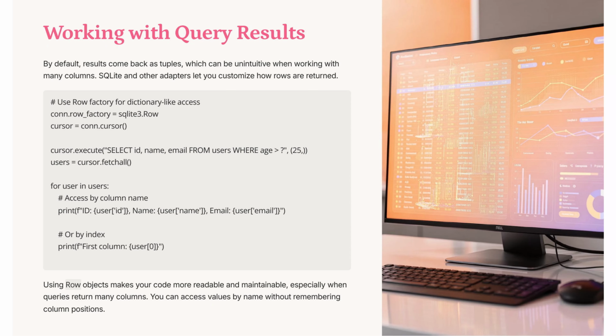Using SQLite's row factory, results can be accessed like dictionaries, enhancing readability. For instance, after setting con.row_factory to sqlite3.Row, you can fetch users over 25 and access their data by column name, such as user ID. This approach is particularly beneficial when dealing with queries that return numerous columns, eliminating the need to remember column positions.